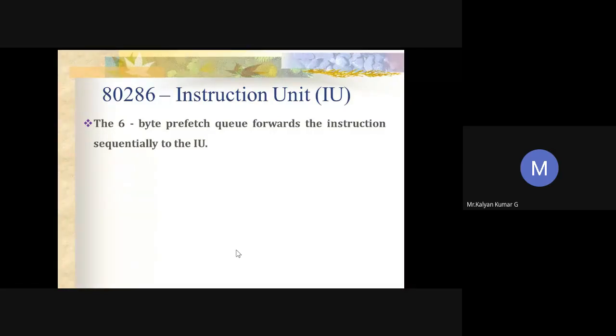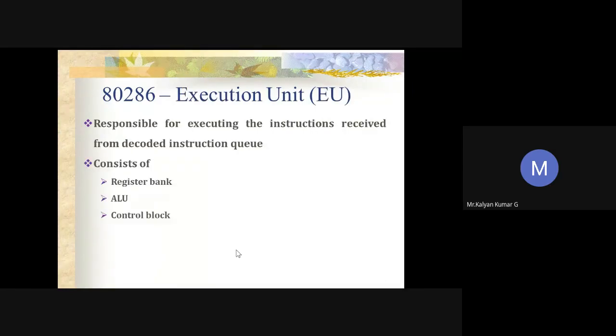The instruction unit receives the instructions from the prefetch queue and decodes them one by one. The decoded instructions are latched onto the decoded instruction queue. The instruction unit decodes a maximum of 3 prefetched instructions and loads them into this decoded instruction queue for execution by the execution unit. And last comes the execution unit.